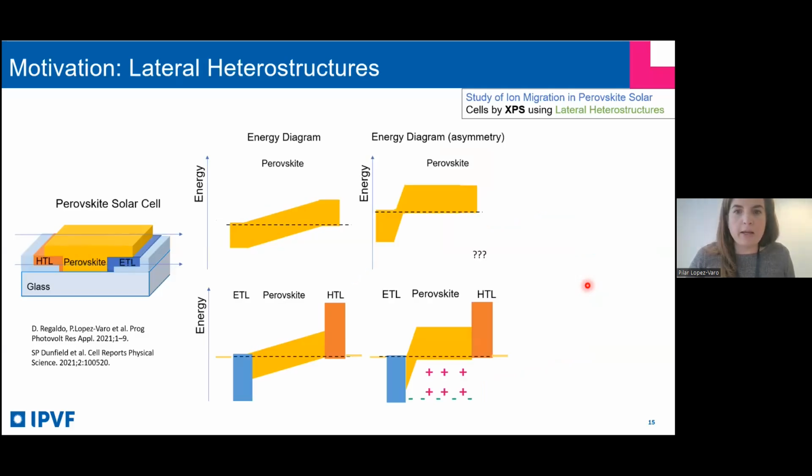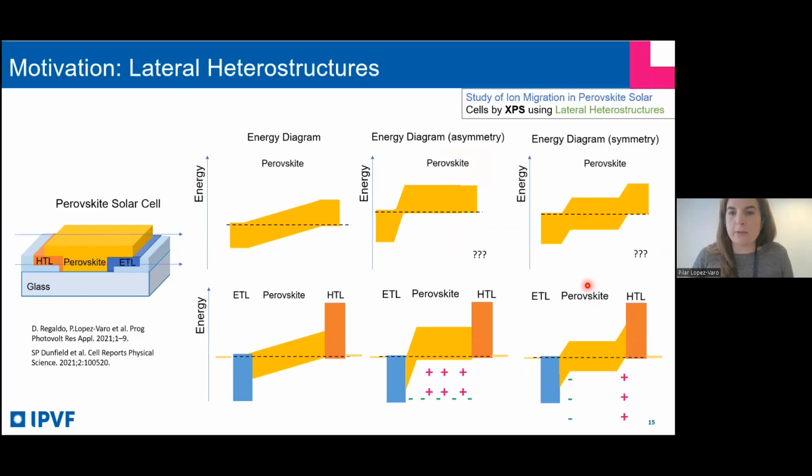And okay, the point is that, as we said, there are different pictures. Let's say if we do not have too many ions, we should expect this energy diagram on the top. Then if we have an asymmetry of ion migration, we should expect something like this, in a schematic way. And if we have symmetry of ion migration, we should see something like this, again in a schematic way. But then, how can we measure the surface?